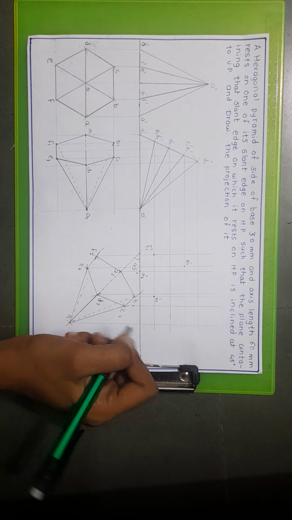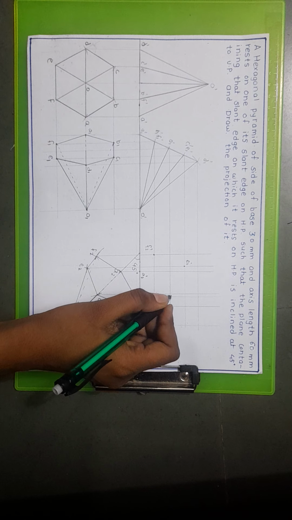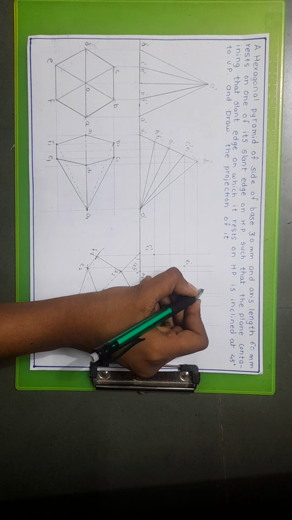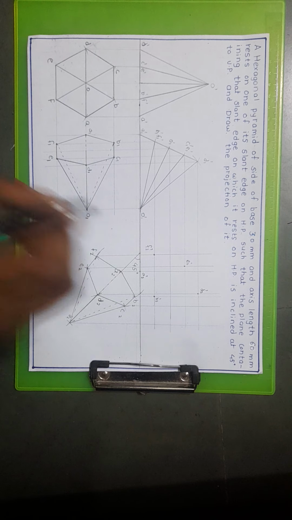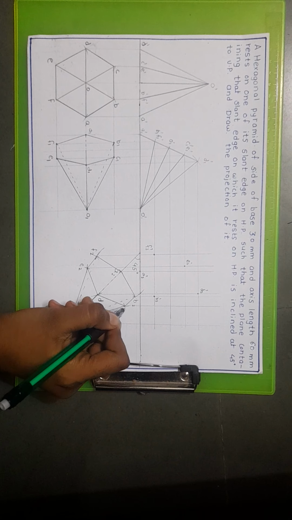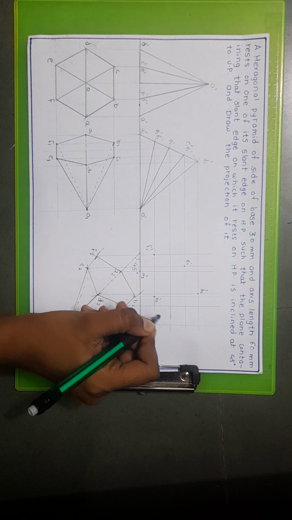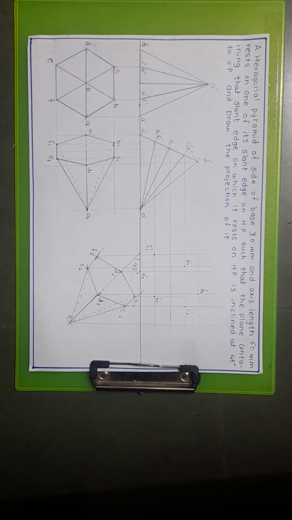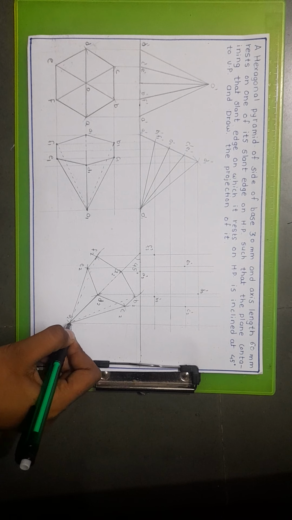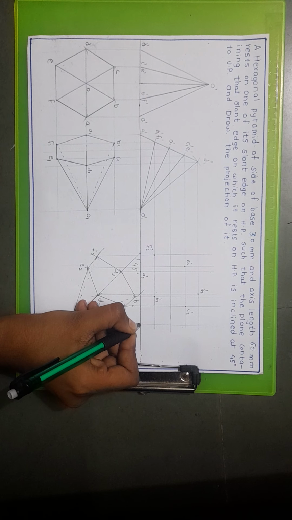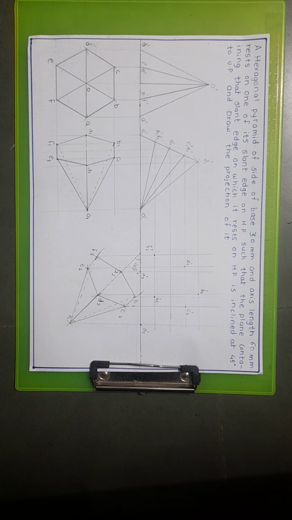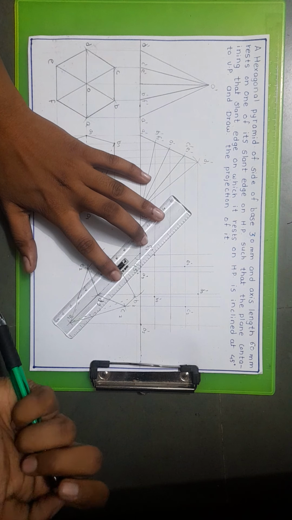The line coming from D2 and D1 dash, this point is D2 dash. The line coming from C2 and C1 dash, this point is C2 dash. The line coming from O2 and O1 dash, this will be O2 dash. So I will join all these points.